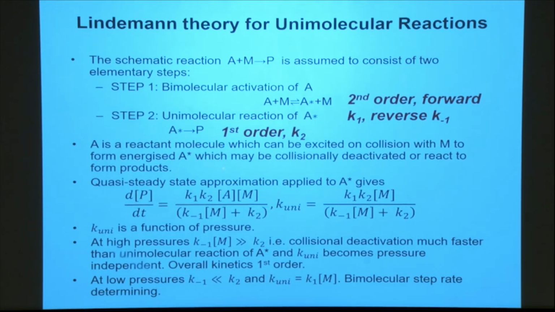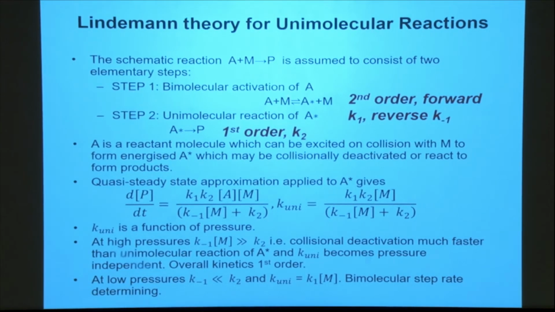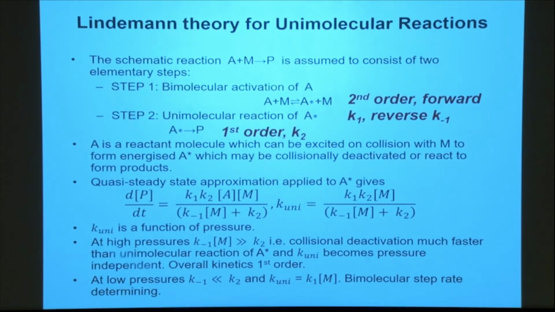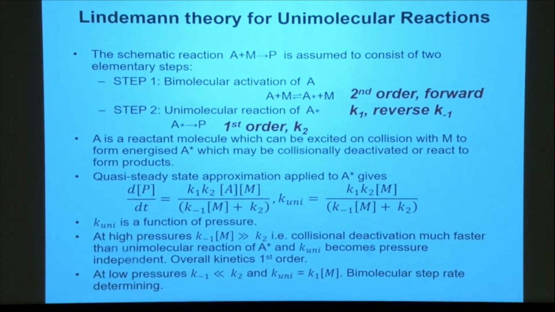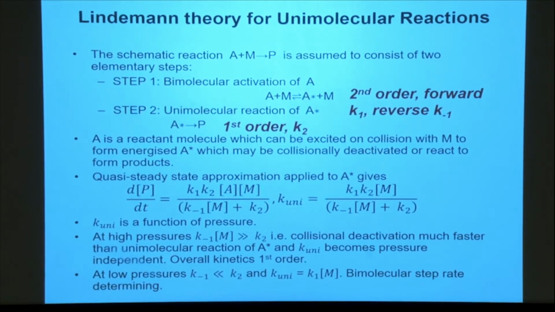So A is our reactant molecule, which can reach the excited state on collision with this third body, and we've said that many reactants can act as third bodies. Then it can either be collisionally deactivated to go back to the reactant, or it can form products. So if we have got this quasi-steady state between the reactants and the excited state, then we can apply the quasi-steady state approximation to the activated complex A*, and that will give us k_uni, which is a function of pressure expressed through [M].